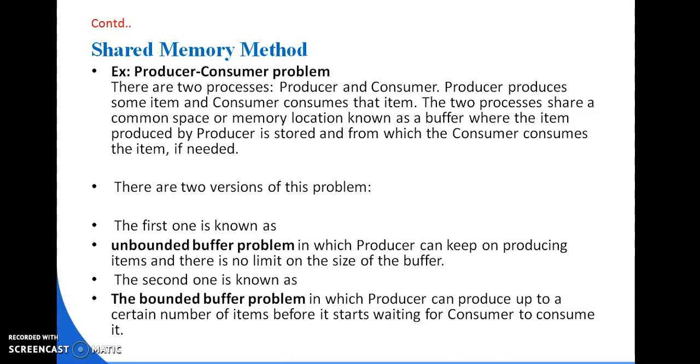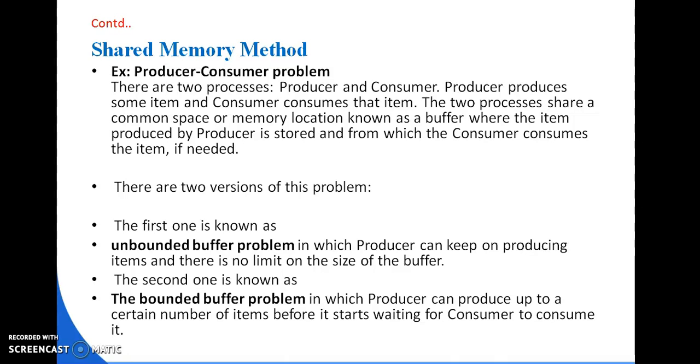So come to the shared memory method. In the shared memory method, the example is the producer-consumer problem. So what is the producer-consumer problem? There are two processes. One is a producer, another one is a consumer. The producer produces some items and the consumer consumes that item, right? So the two processes share a common space or memory location known as a buffer, where the item produced by the producer is stored and from which the consumer consumes the item if needed.